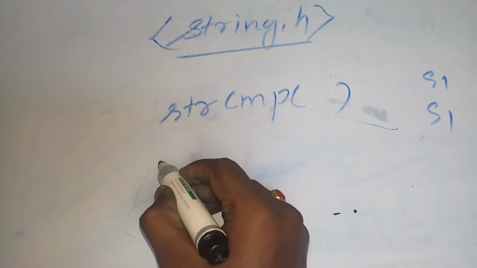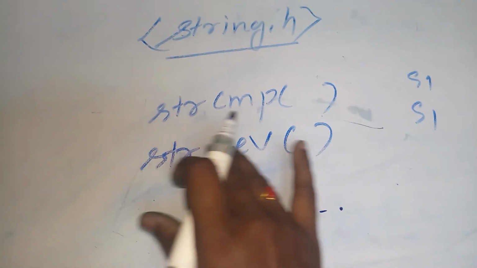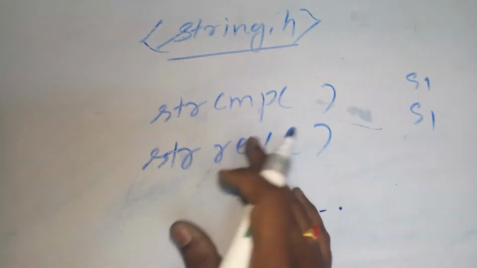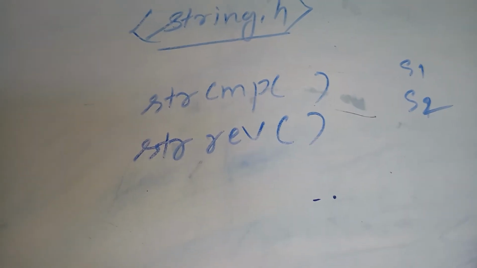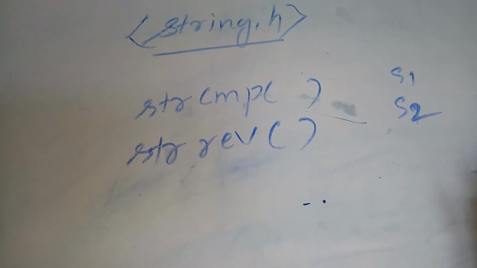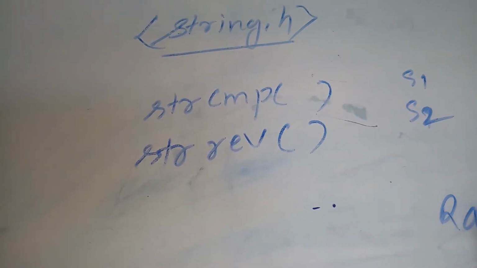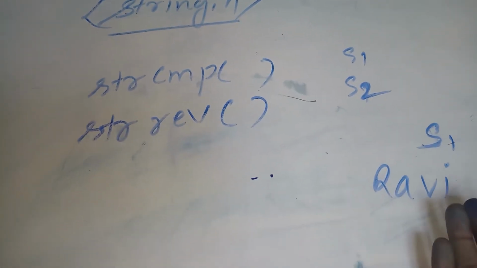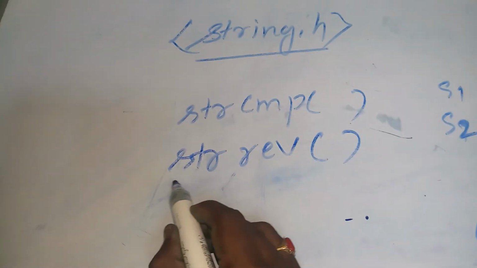Now strrev. strrev is the string reverse function. If you want to reverse string 2, that means if for example ravi is there, and you want to reverse the string, ivar is the reverse of the string. For this we can go with strrev.